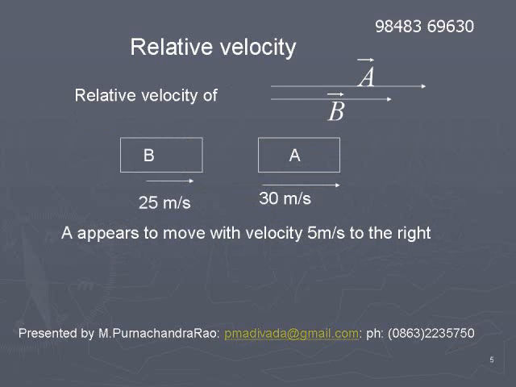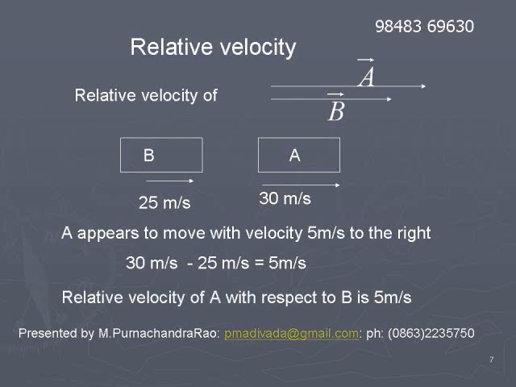When the driver of B observes A without looking at the surroundings, he notices that A is traveling with a velocity 5 meters per second in the forward direction. Here in this case it is to the right. The driver of B notices that A is moving to the right with a velocity 5 meters per second, because 30 minus 25 is 5. It is the relative velocity of A with respect to B.